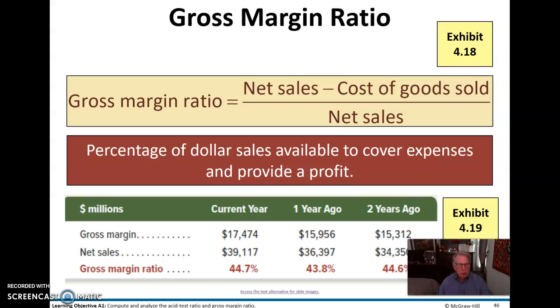We look at this quite often. And here we can see that 2 years ago it was 44.6. It went down a shade a year ago, back up to what it was a couple of years ago. Looks pretty good. And it represents the percentage of dollar sales available to cover expenses and provide a profit.